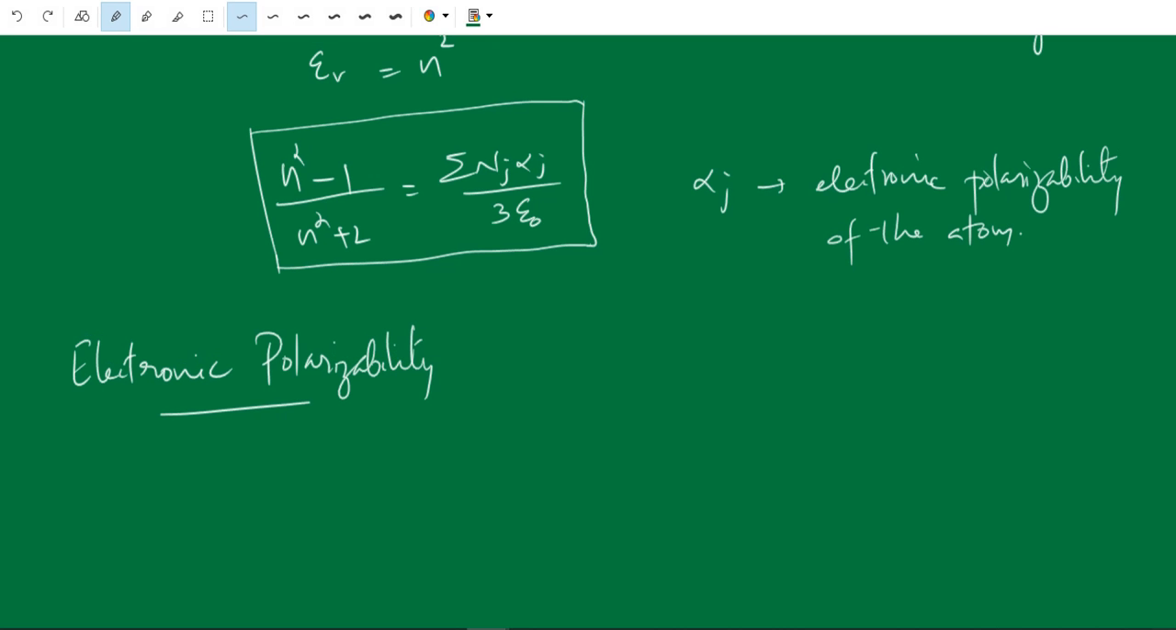In a free atom, the charge distribution is such that the net dipole moment in the absence of an electric field is 0, or the dipole moment of the atom is 0 when there is no electric field. Therefore, the center of gravity of the electron charge distribution coincides with the nucleus. So, therefore, there is no dipole moment.